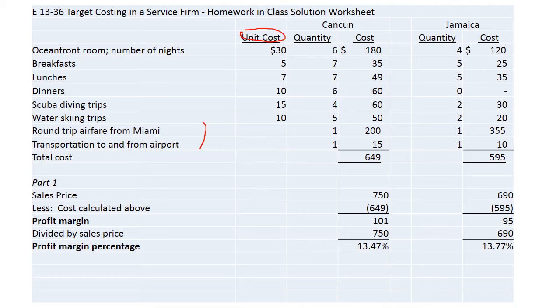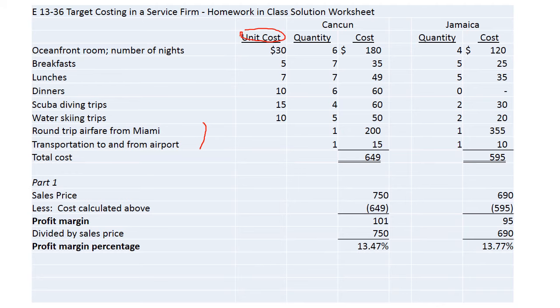So part A says, what are the current profit margins on both trips? And they want that in dollars and percentage. So to get our profit margin, we're taking the sales price minus the cost. Sales minus our cost gives us a profit margin for Cancun of $101 and for Jamaica of $95.